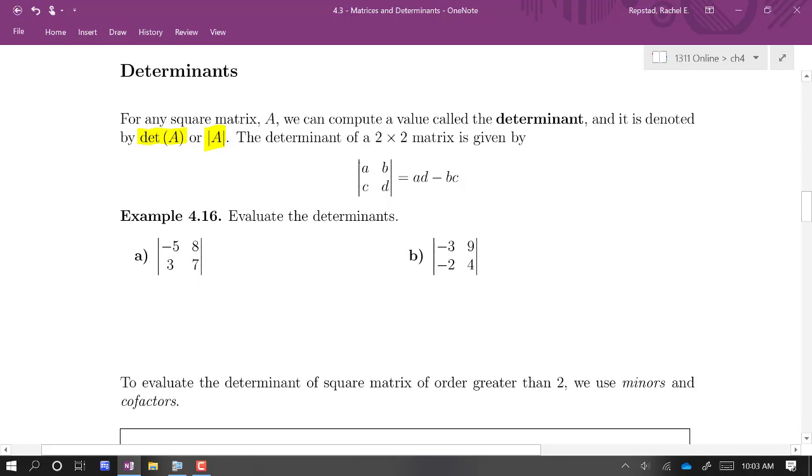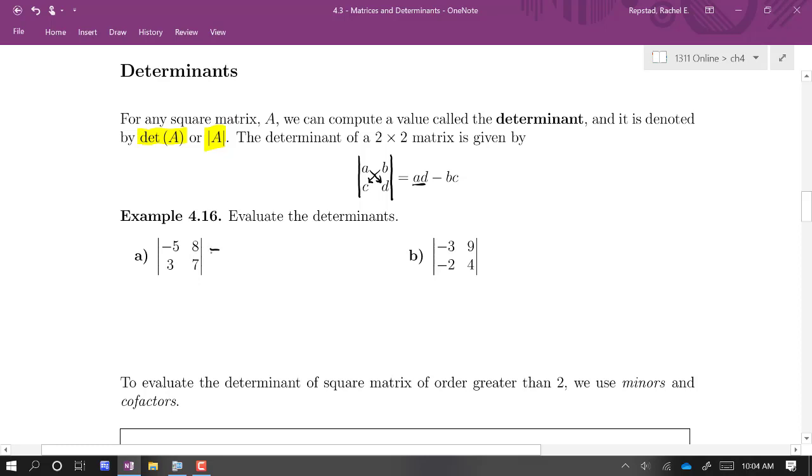But this refers to the determinant of the matrix. So if I have a matrix with entries A, B, C, D, so there's a 2 by 2, and I want to find the determinant, again, notice these straight vertical lines. That means I'm looking for the determinant. You're going to multiply along what we call the principal diagonal, top left to bottom right. So you get AD, and then subtract what you get when you multiply along the other diagonal, B times C.